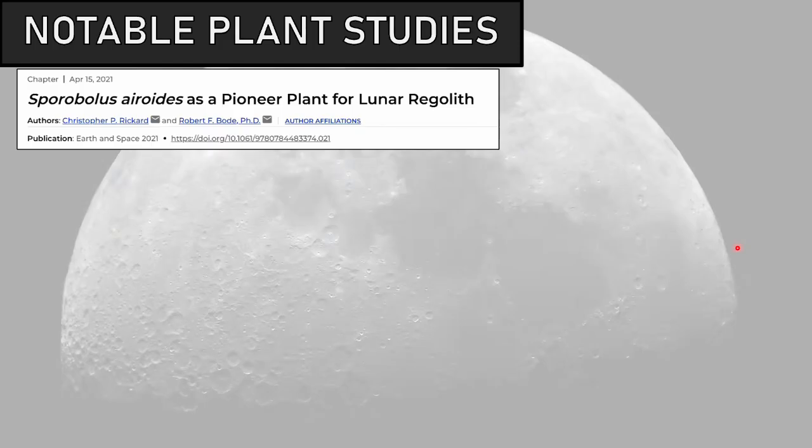All right, so let's get out of the reviews into some notable specific studies. Let's start with plant studies, because plants would be the most obvious thing to look at. This is a great paper. I could only get the abstract, but it's called Sporobolus airoides as a pioneer plant for lunar regolith. It showcases an important stepwise process of probably not planting crops directly, but planting pioneer plants to help turn the regolith into something closer to soil.